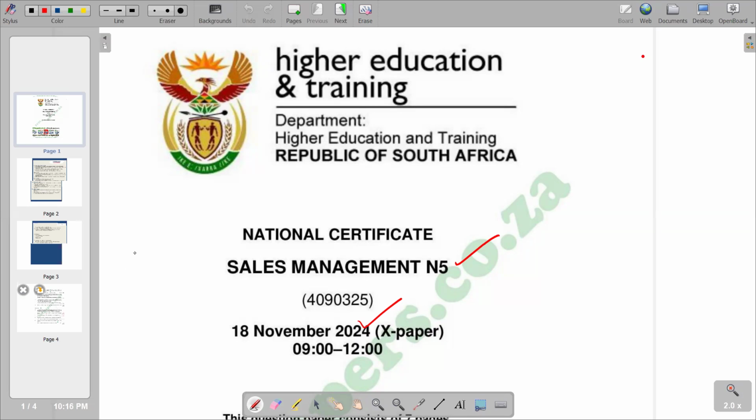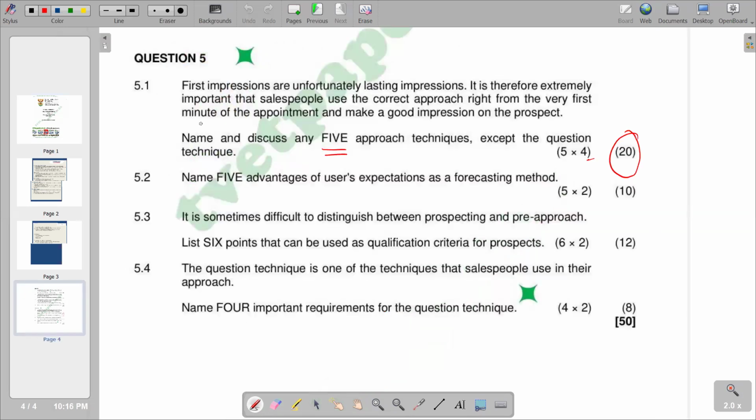So moving on to our question, we are going to start with our 5.1, which reads: our first impressions are unfortunately lasting impressions. It is therefore extremely important that salespeople use the correct approach right from the very first minute of the appointment and make a good impression on the prospect. So for the question part, it reads, name and discuss any 5 approach techniques except the question technique.